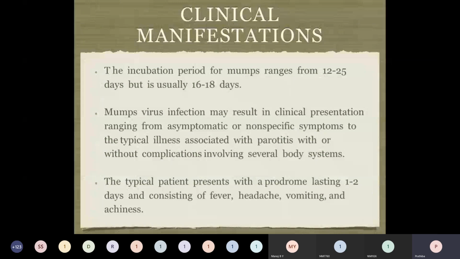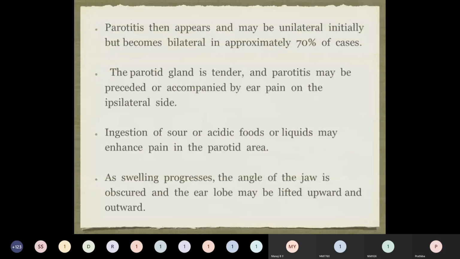Typically, the patient mainly presents with a prodrome phase, lasting about 1 to 2 days, which mainly consists of fever, headache, vomiting, and achiness. First, the parotitis appears, maybe unilateral initially, but later on it becomes bilateral. The parotid gland is tender, and the parotitis is accompanied by ear pain.